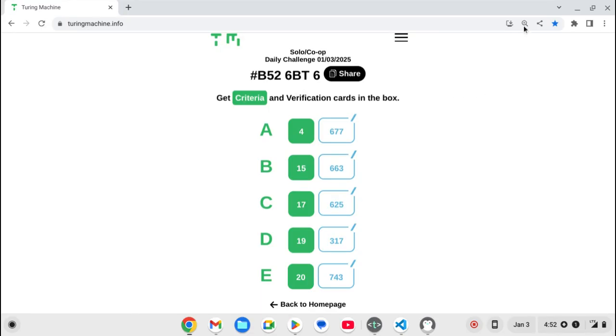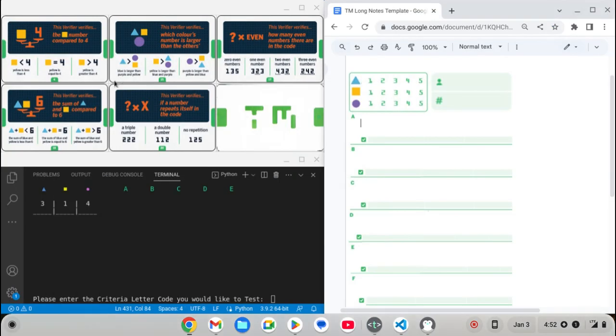Let's go solve. So in the grid above, we've got our 5 criteria cards. On the top row, we've got criteria card A, criteria card B, and criteria card C. On the bottom row, we've got criteria card D and criteria card E. Criteria card A takes a look at our middle digit, the square digit, and the Turing Machine compares it to the number 4. So should the value of square be less than 4? Should it be equal to 4? Or should the value of square be greater than 4?